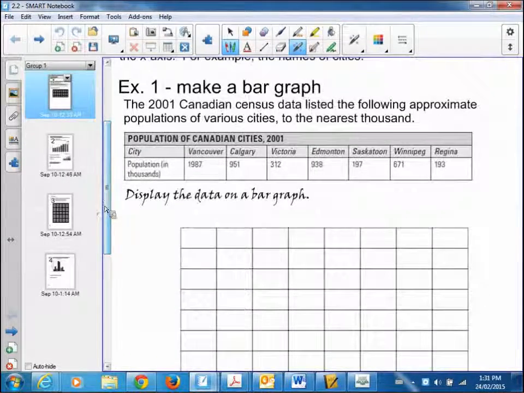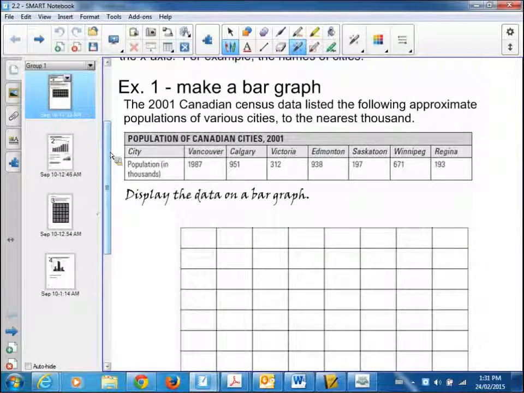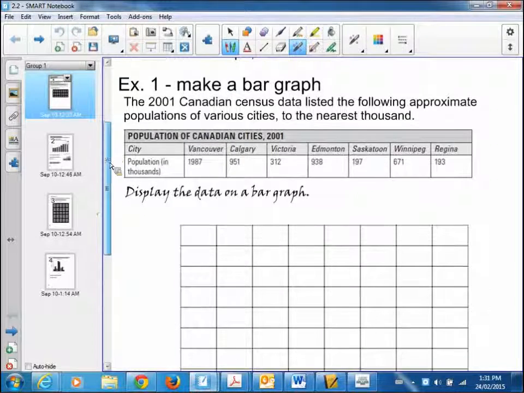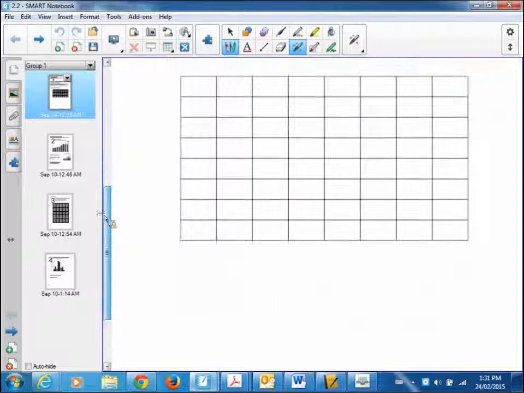So, make a bar graph. What are we going to expect to do? I would expect you to do it neatly. Use a ruler if possible. If you can freehand it, some people are real artistes, that's fine. But let's look at this. Display the data on a bar graph here from the population of cities from 14 years ago. Now, the population's in thousands, so really Vancouver is 1,987,000. Well, you don't need to write all that out.